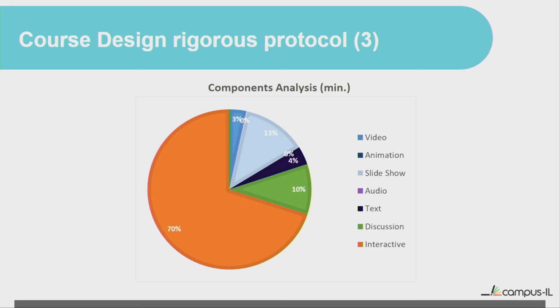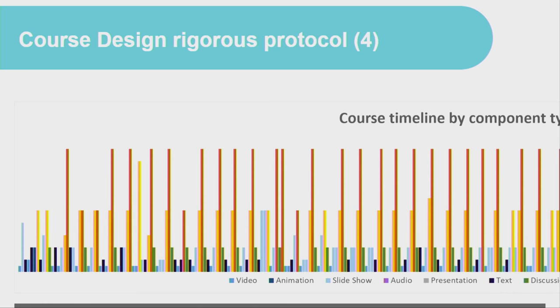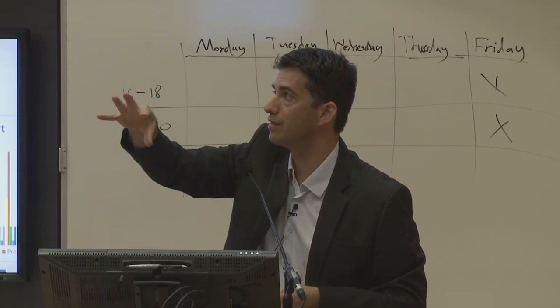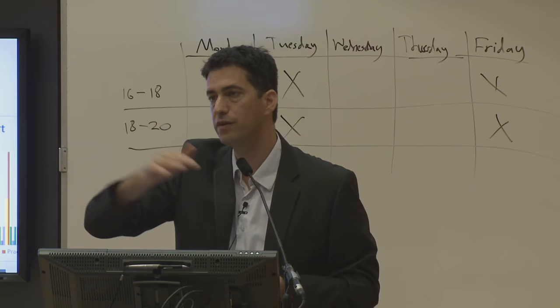And the part I love the most about our template is this one. That's the course, the timeline of the course. Each color code represents a specific type of component, and the higher the bar is, the larger the learner effort is. So at a glimpse of this chart, you can see what the learner's journey is like in terms of different learning styles and different components.